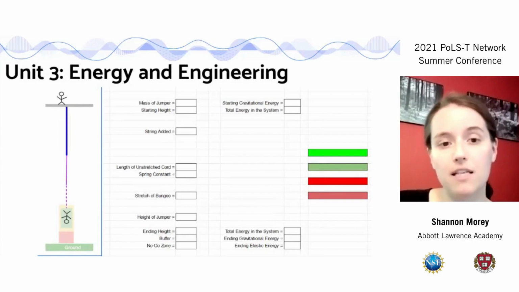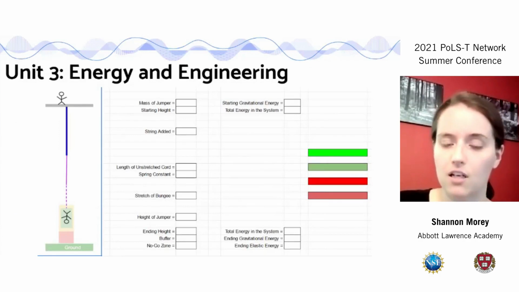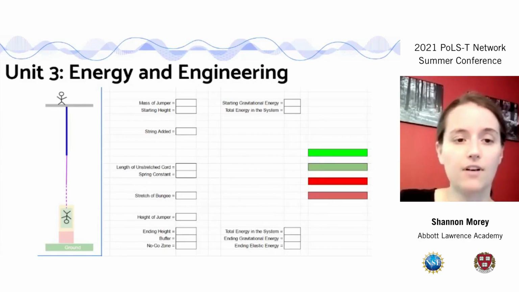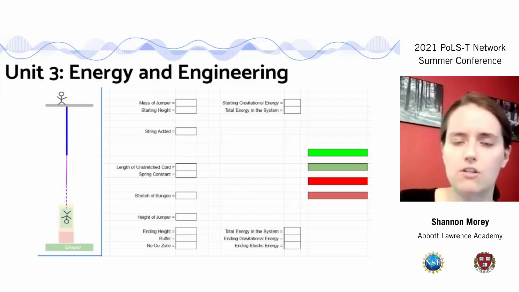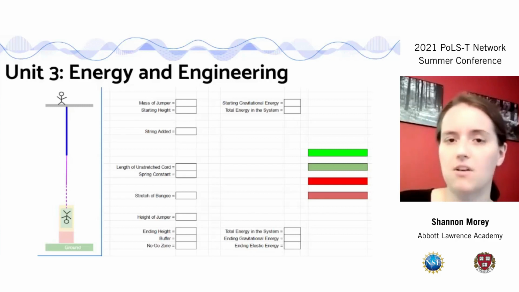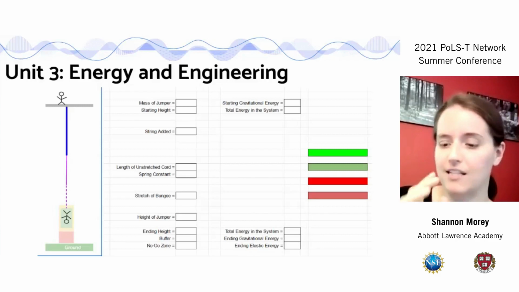So on its very basic model, students can be given this template of their app to determine how much string they need to add for their bungee jump. And so for students who don't struggle kind of with any organizational skills, this can be just perfect for them, and they're ready to go.